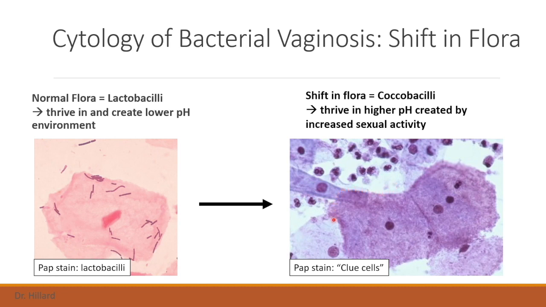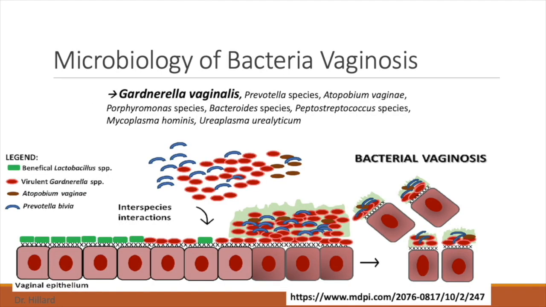These coccobacilli here cover the squamous cells in a fuzzy sheet and are referred to as clue cells. The typical microorganisms that cause bacterial vaginosis include a variety of anaerobic and facultative anaerobic coccobacilli, including Gardnerella vaginalis, Prevotella species, Atopobium vaginae, among others. Now, the most important member of this group is Gardnerella vaginalis.